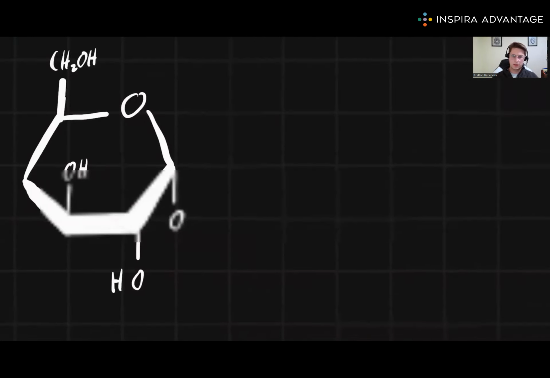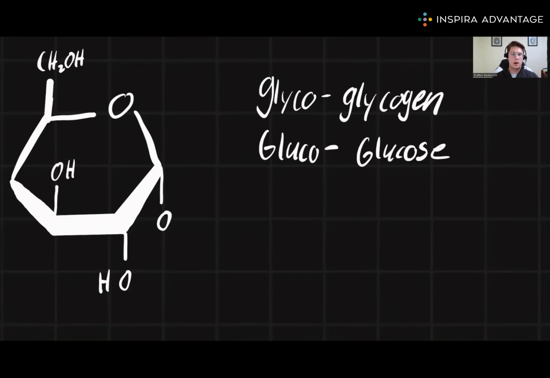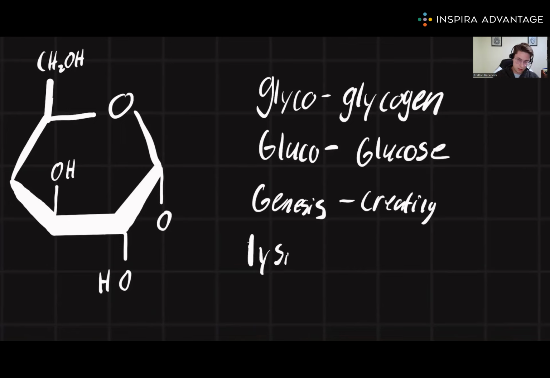Let's start with the prefix glyco. This refers to glycogen, whereas the prefix gluco refers to glucose. It's important not to mix these up, so I'll put them on screen here. Additionally, we want to know what the suffixes mean. Genesis means creating, while lysis means breaking.